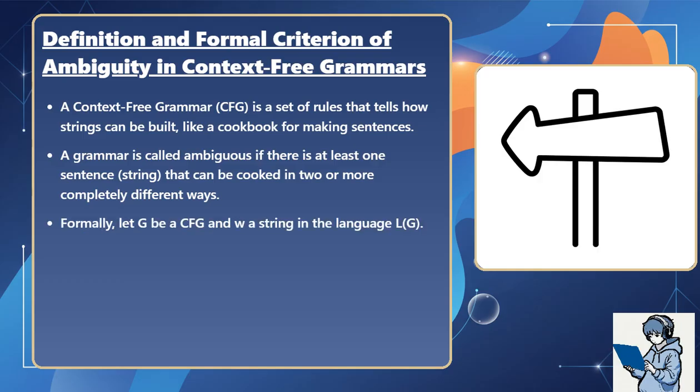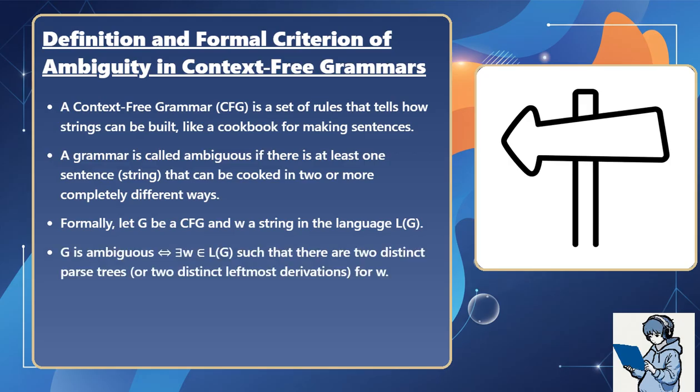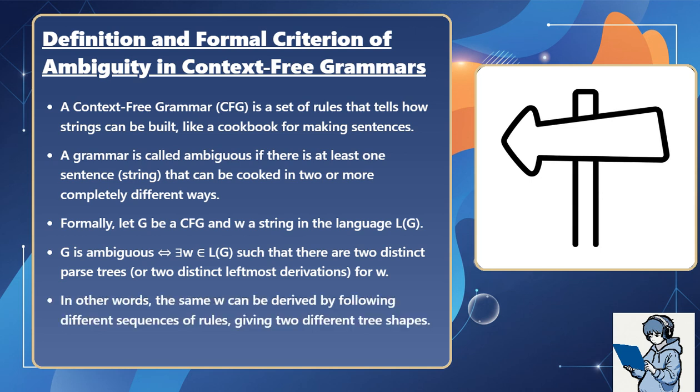Formally, let G be a CFG and w a string in the language L of G. G is ambiguous if and only if there exists a w in L(G) such that there are two distinct parse trees, or two distinct leftmost derivations, for w. In other words, the same w can be derived by following different sequences of rules, giving two different tree shapes. This is the exact test we use to call a grammar ambiguous.